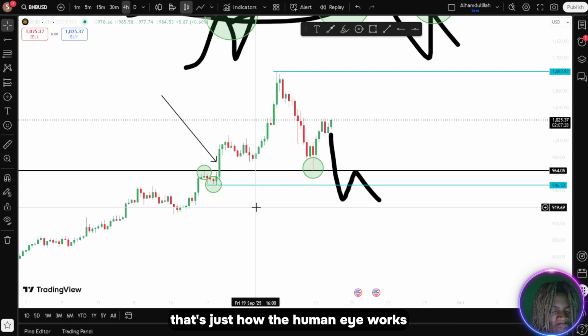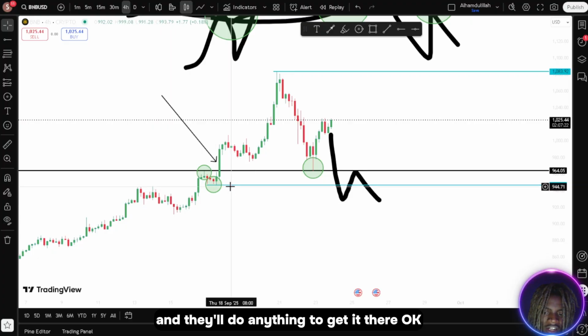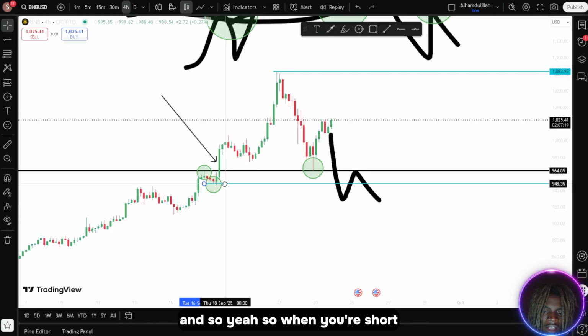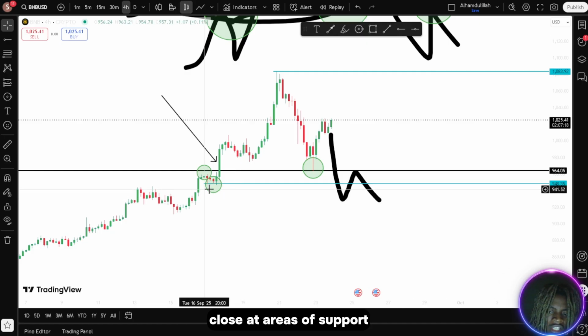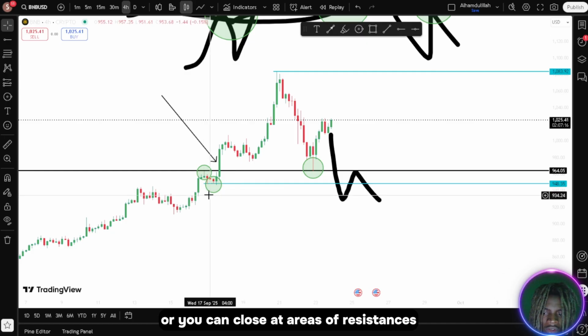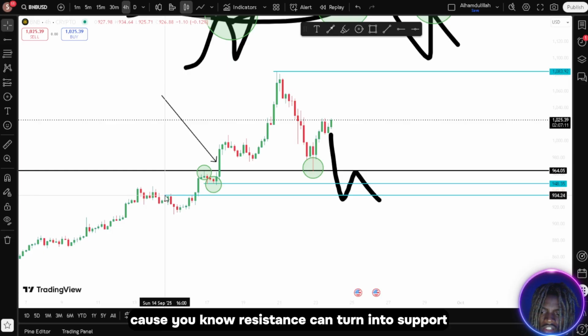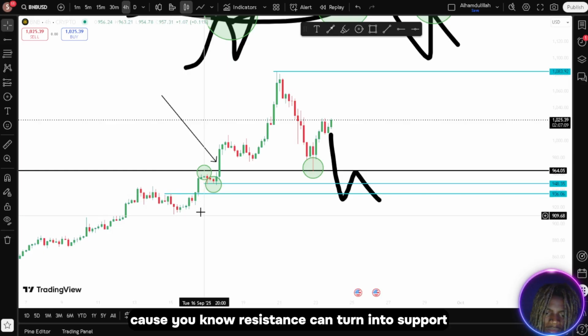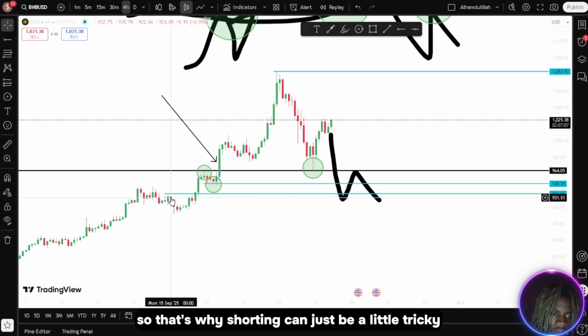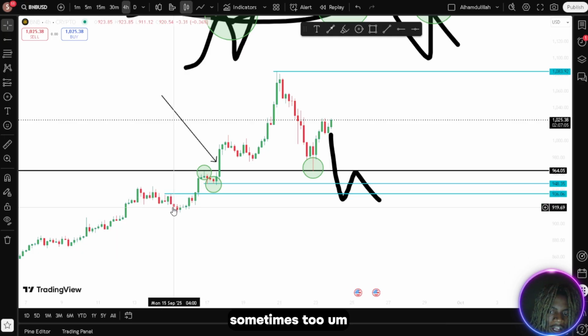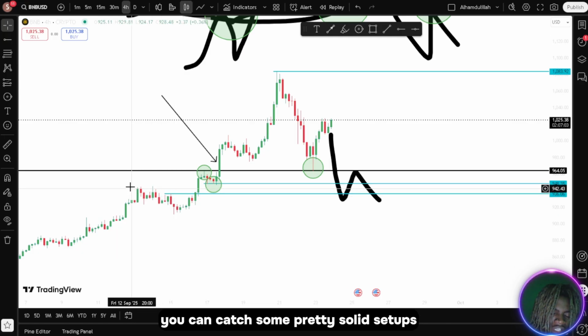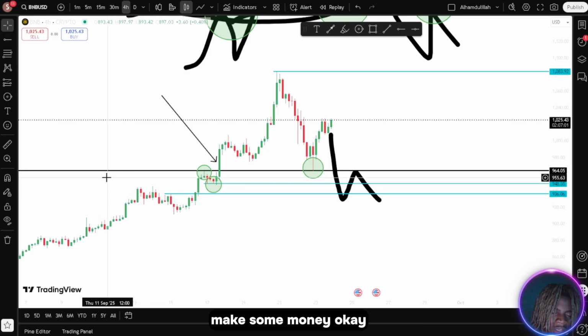That's just how the human eye works. People want to see their favorite stocks, favorite cryptocurrencies at high prices, and they'll do anything to get it there. So when you short, close at areas of support, or you can close at areas of resistance below current price too, because you know resistance can turn into support. That's why shorting can just be a little tricky sometimes. But when you're using your higher time frames, you can get some pretty solid setups and make some money.